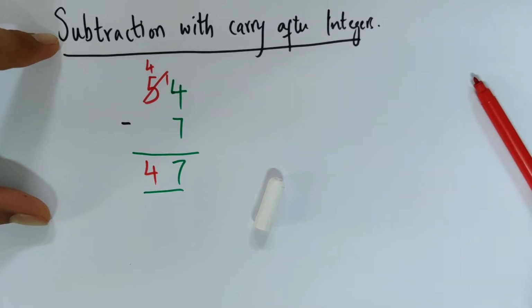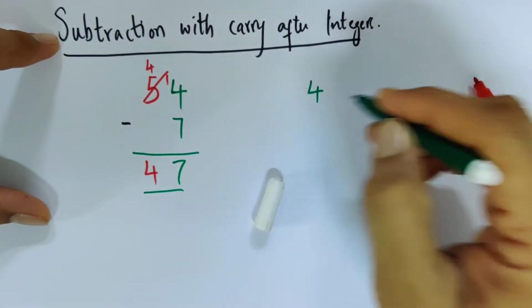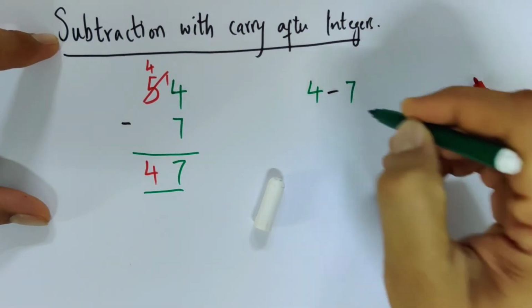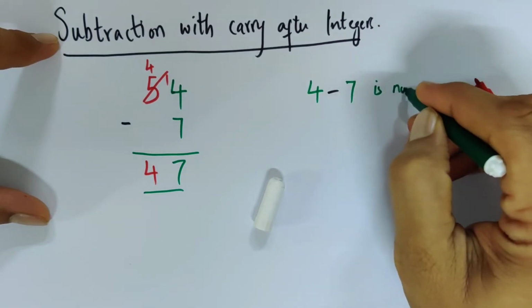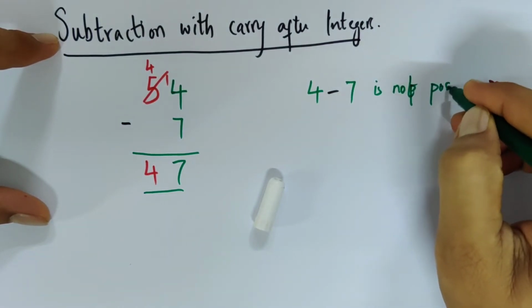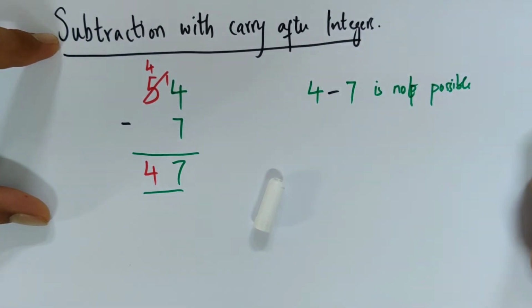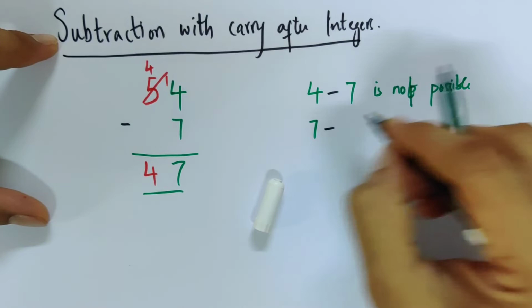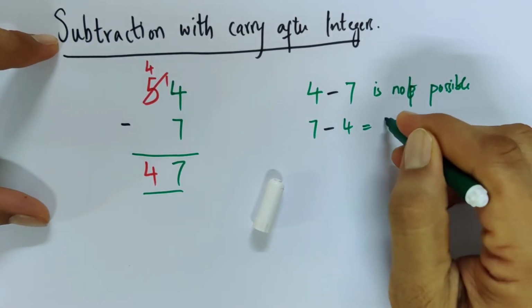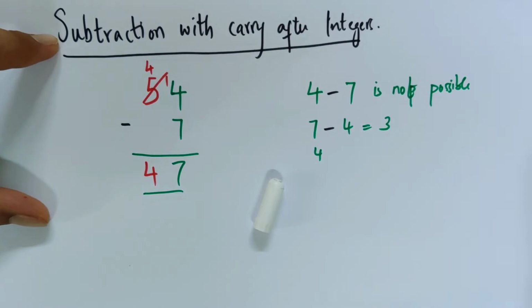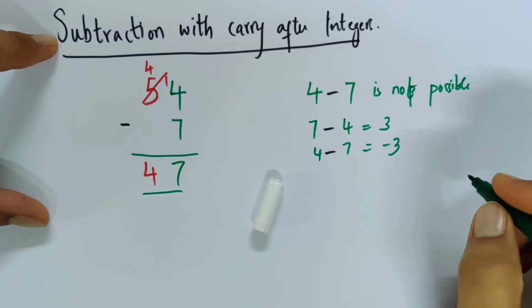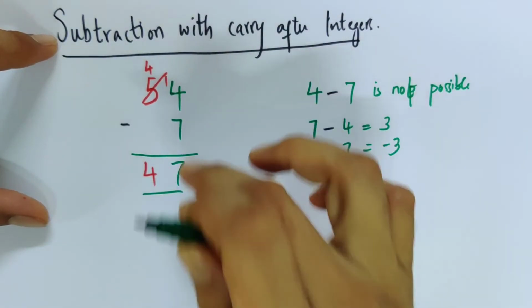So this time, what do we know? We said, all right, 4 minus 7 is not possible. Right? That's what we told them. But now we know 7 minus 4 is 3, and 4 minus 7 is negative 3. So how do children now think about doing this subtraction?